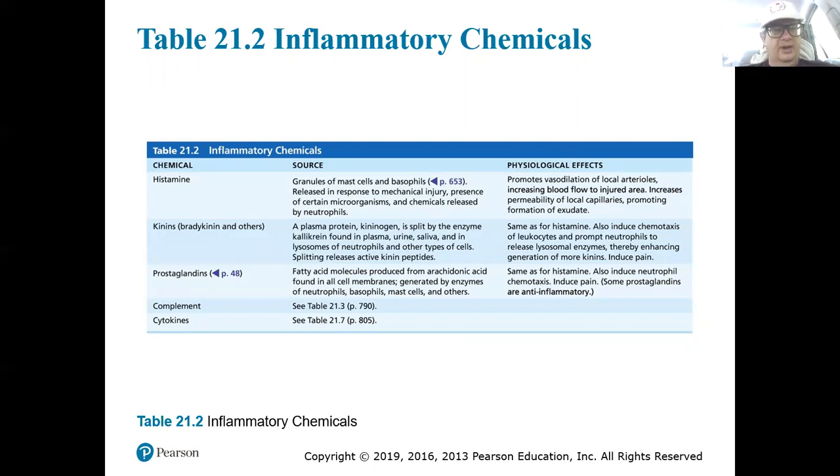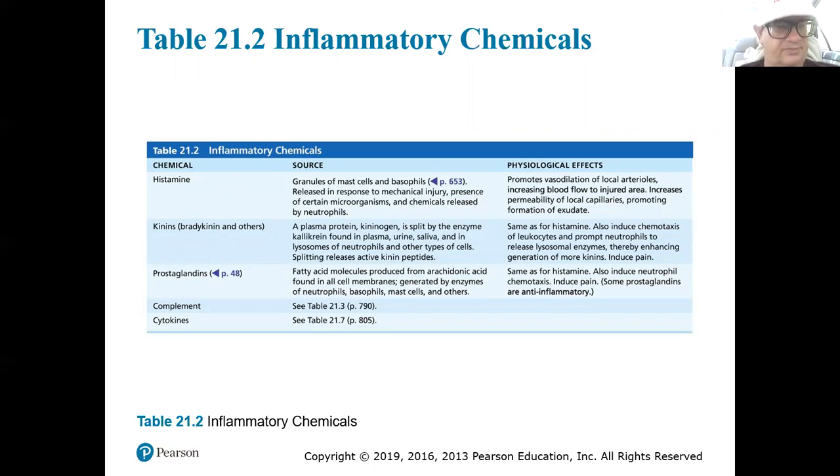All right. Here we have table 21.2. I definitely want you to know what histamine does. I know that it is found in basophils and mast cells. Yeah, so on this table, it would be good to know them all. I will definitely ask a histamine question. I might ask one or two others. If I did, complements would probably be on the list because I like those things so much.